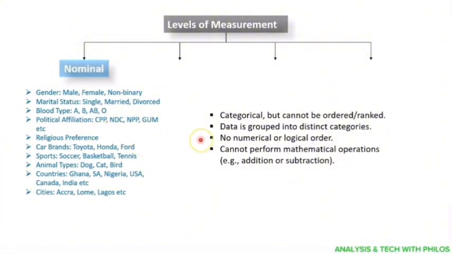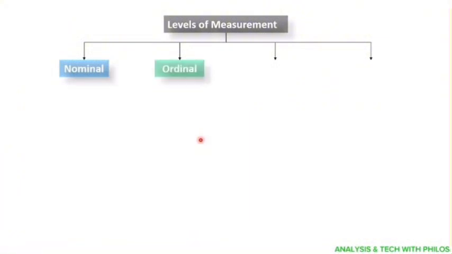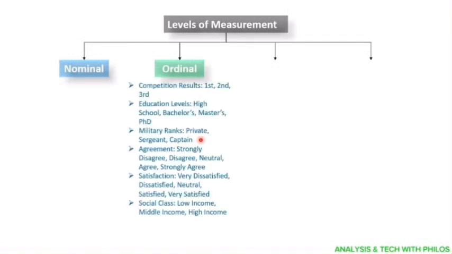Okay, so let's look at the second one, which is ordinal. Now, for ordinal level of measurement, these are the examples. The first characteristic is that it is also categorical, but with a meaningful order. You can order it, even though it is also categorical. When somebody takes first position, second position, and third position, you see that we can rank them. One comes before the other.